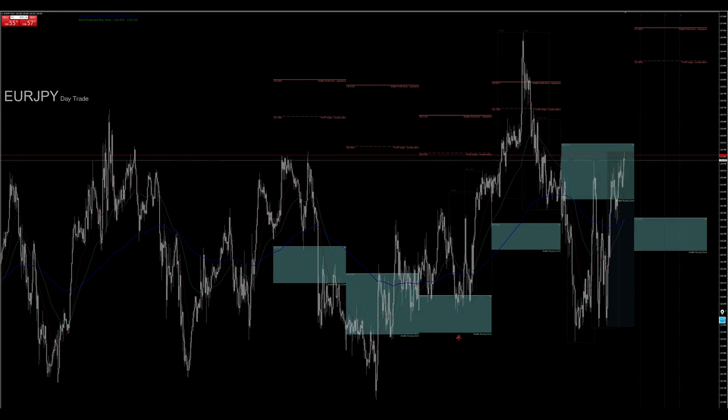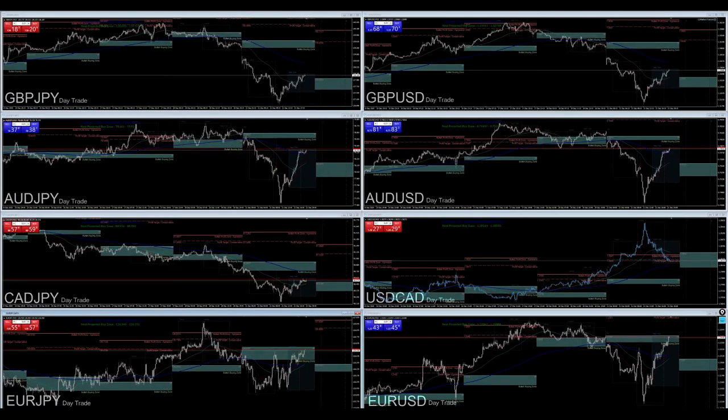My apologies. Yeah, we never really had the big crash, just kind of a consolidation, and now we're coming right up to test the daily central pivot on the euro yen. So I'm keeping a close eye on all this right now. We'll keep you updated.